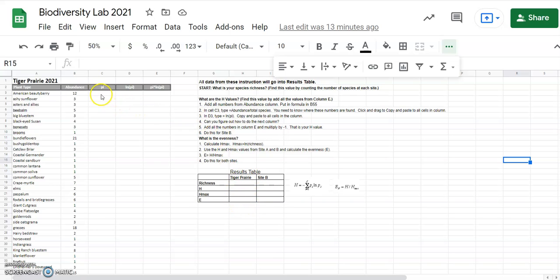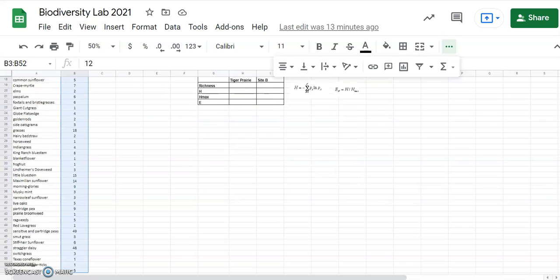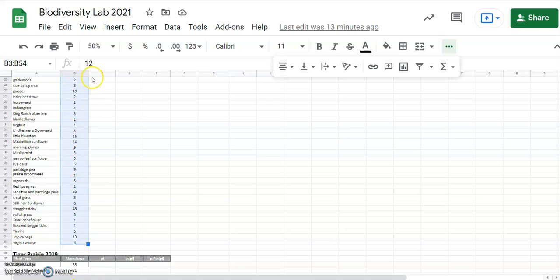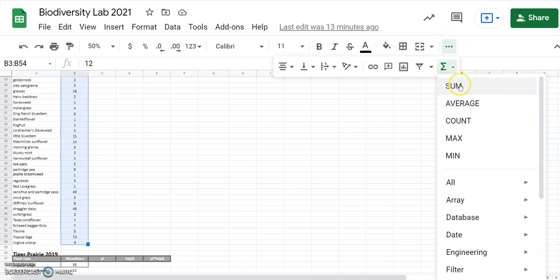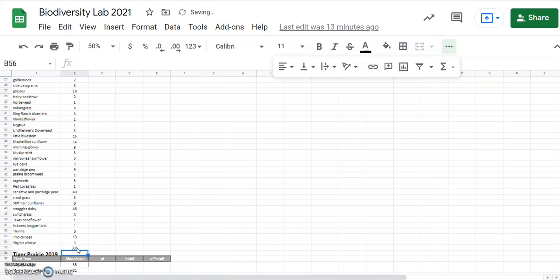So let's get started. Now, Pi is the first thing we need to calculate. Pi is just a ratio. It's the ratio of this species with respect to the whole thing, the weight of this species on the whole index. So we're going to highlight here and drag, and we're going to sum up all of the observations of the species that we made. So we're going to come over here to this sum. Remember, it's going to show up here, and we're going to hit enter.